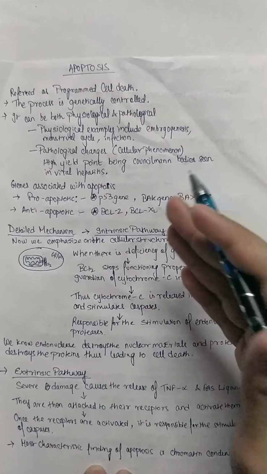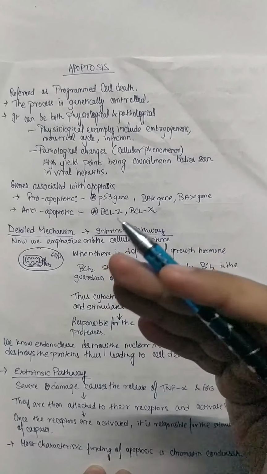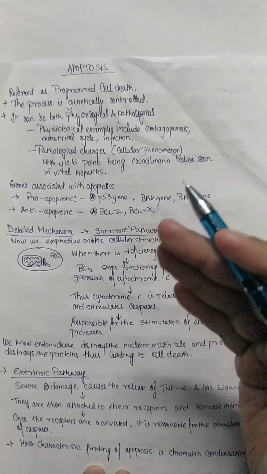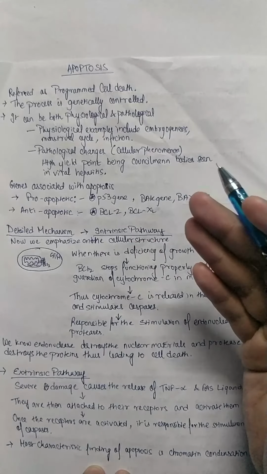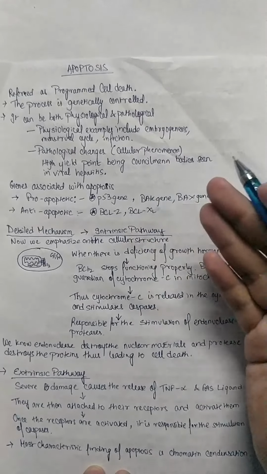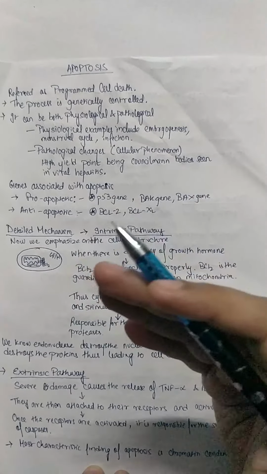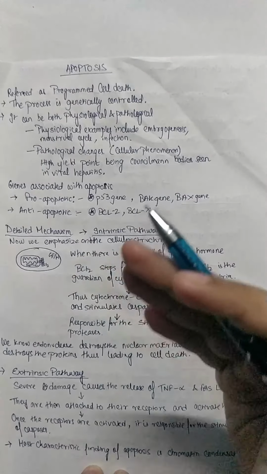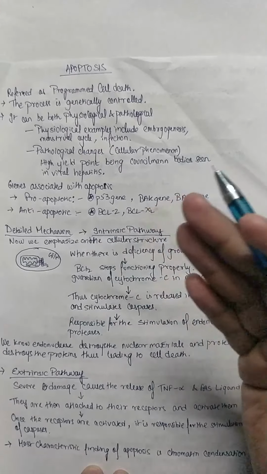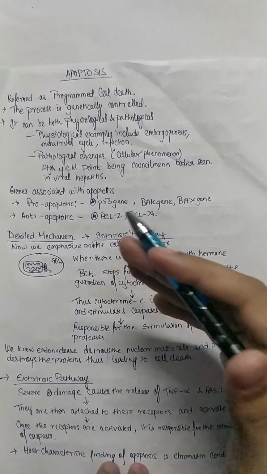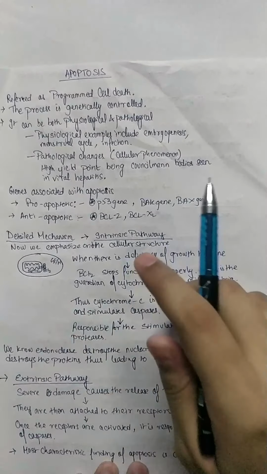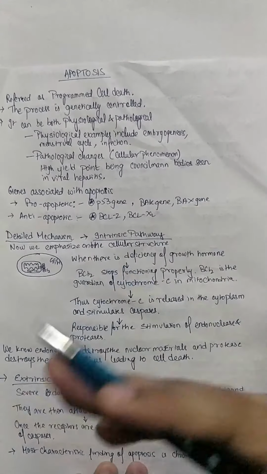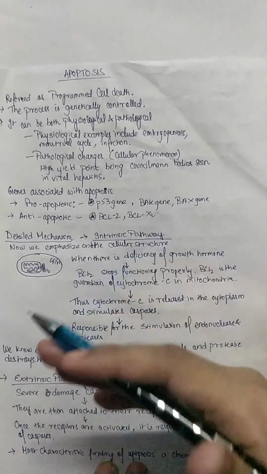So now talking about the genes associated with apoptosis. The pro-apoptotic genes, or the genes which promote apoptosis, are going to be the p53 gene, which is a very important pro-apoptotic gene, the BAK gene and the BAX gene. The anti-apoptotic genes, or the genes which don't promote apoptosis, are Bcl2 and genes like Bcl-XL. Now if we talk about the detailed mechanism, there are two types of mechanisms which we can see in apoptosis, one being the intrinsic pathway and another being the extrinsic pathway.